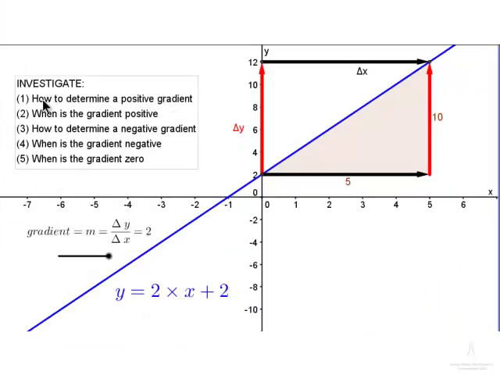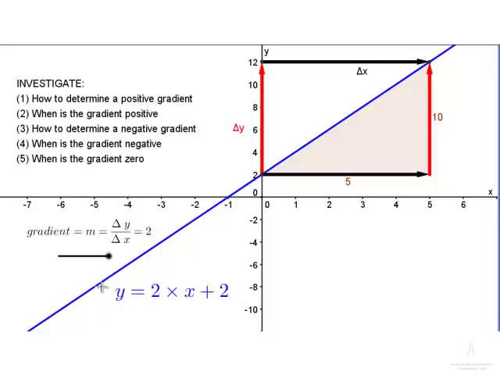We would like to investigate how to determine a positive gradient. We also ask the question, when is the gradient positive? How can we determine a negative gradient? When is a gradient negative? And when is the gradient 0?